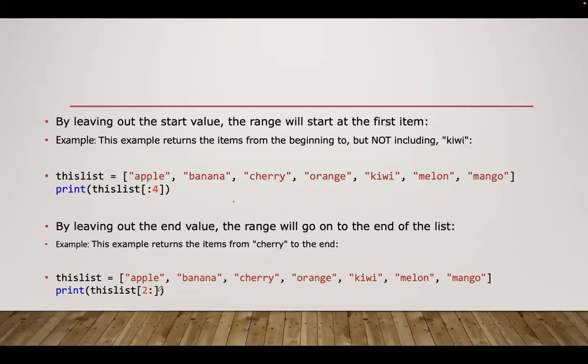So the same thing here. If I call this list, I said 2 to nothing. So it's going to count 0, 1, 2. So it's going to call from cherry. It's going to call orange, kiwi, melon, and mango. So this is exactly the way it works.